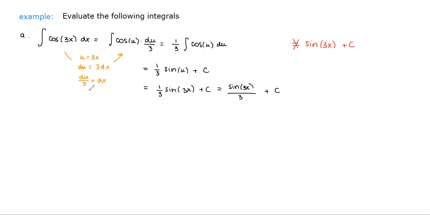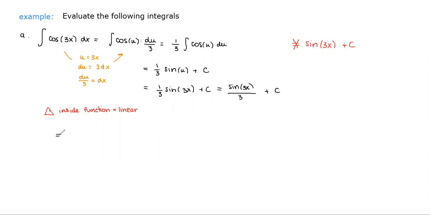But we could have done just the same thing if we had realized that 3x, my inside function, was a linear function. The inside function was linear. And the fact that the inside function is linear means that the derivative of the inside will only be a constant.